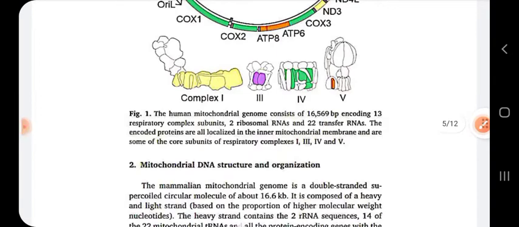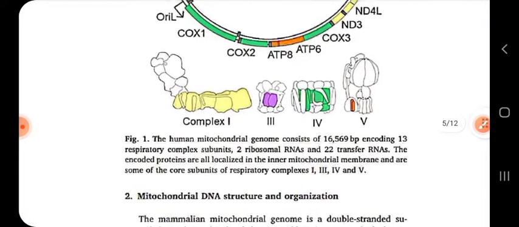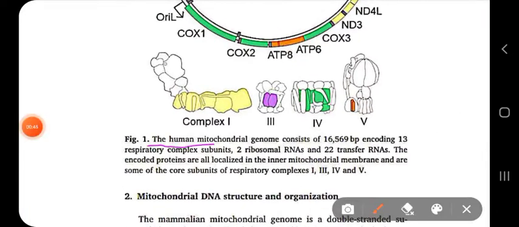So this is the structure of a human mitochondrial genome, which consists of 16,569 base pairs encoding 30 respiratory complex subunits, 2 ribosomal RNA and 22 transfer RNA. The encoded proteins are localized in the inner mitochondrial membrane and are some of the core subunits.